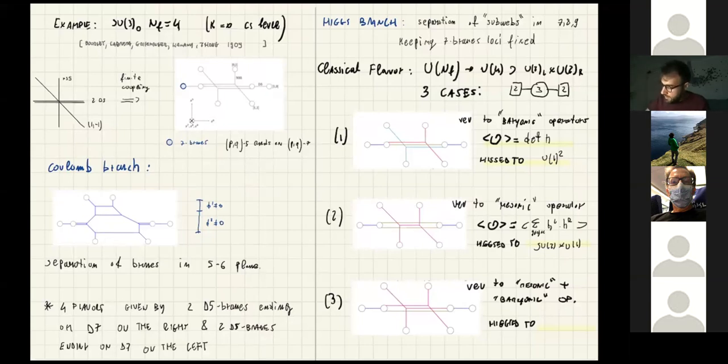Finally, we can also give VEV to both operators, so the bosonic operators and the baryonic operators. This will also be part of the Higgs branch, and the theory in this case is also broken to U(1) squared.